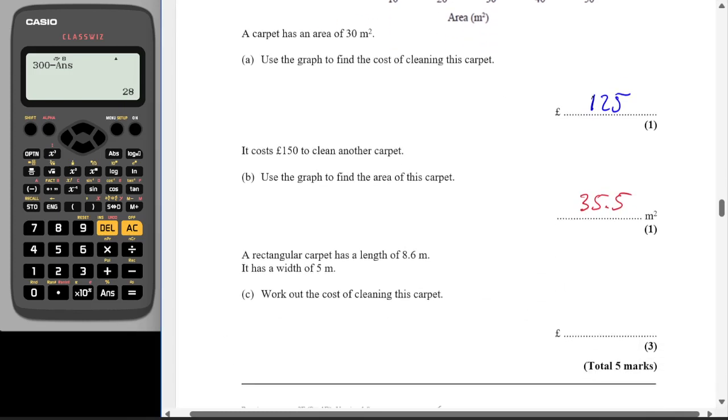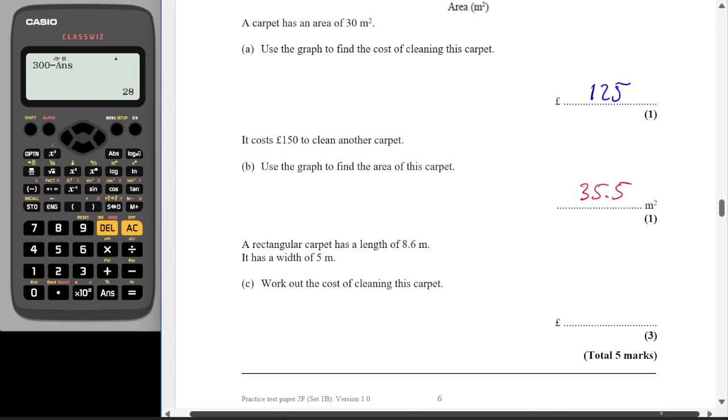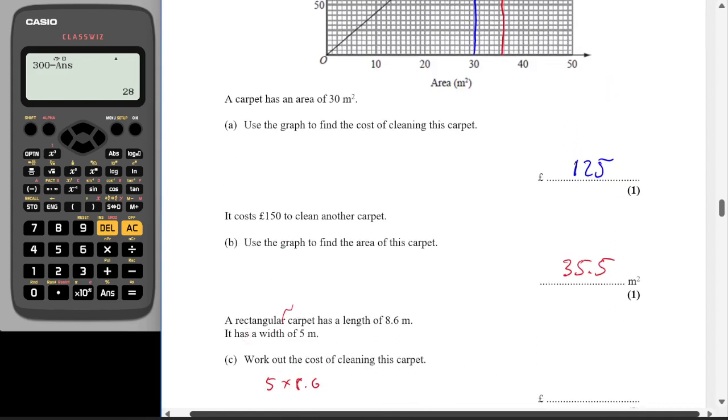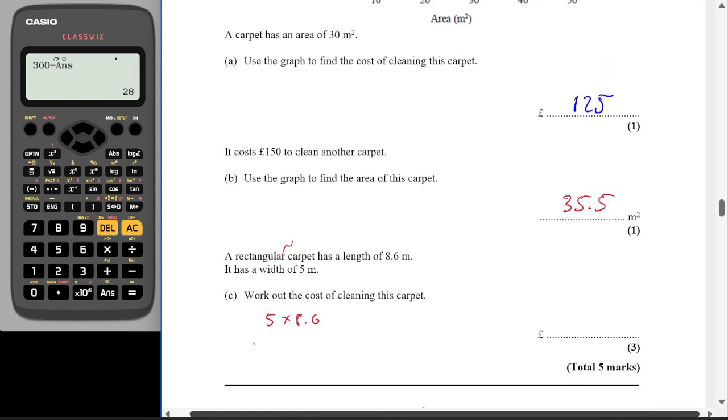A rectangular carpet has a length of 8.6 meters and a width of 5 meters. Work out the cost of cleaning this carpet. Okay, so this is a nice mark for 3. We've got to work out the area first of all. So the area is going to be 5 times by 8.6, which is going to give us an area of 43 meters squared.